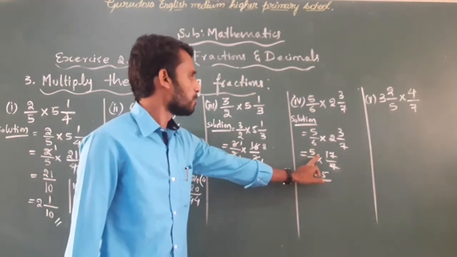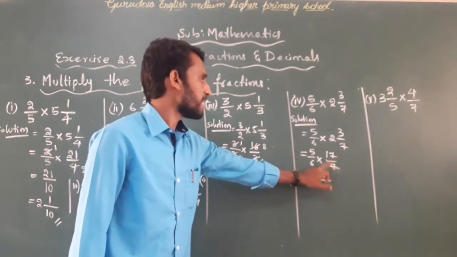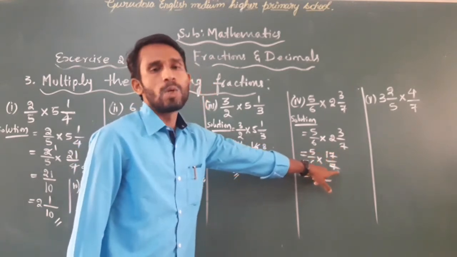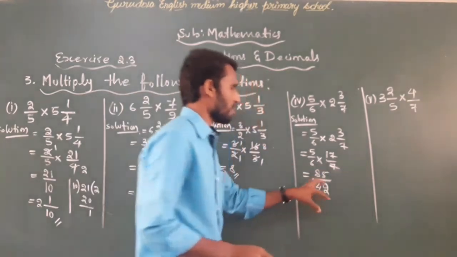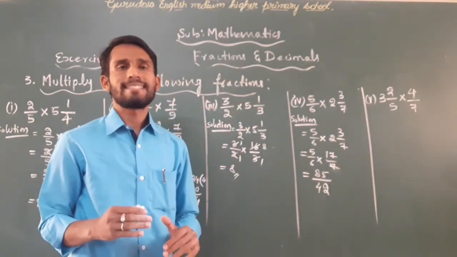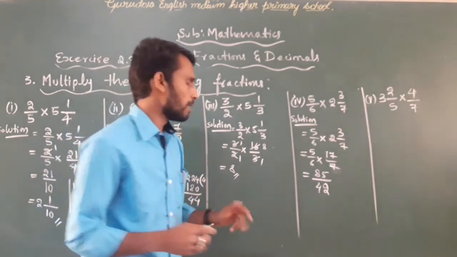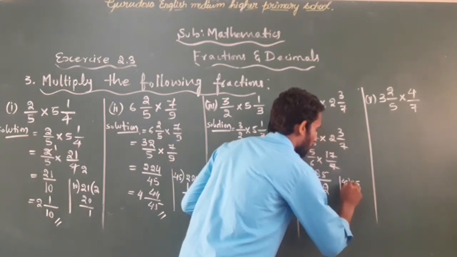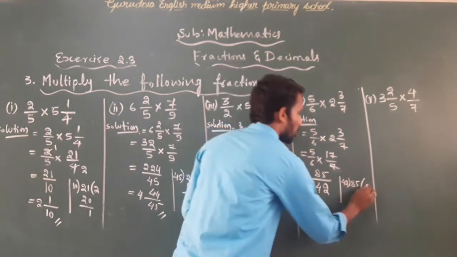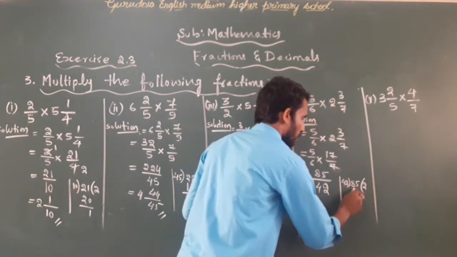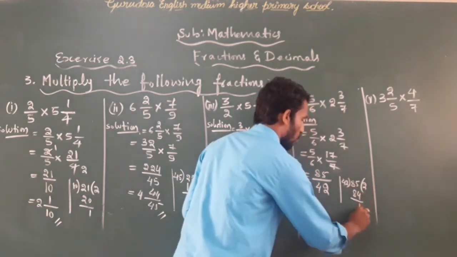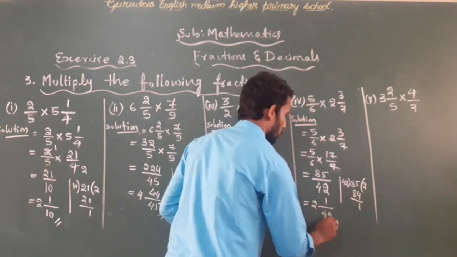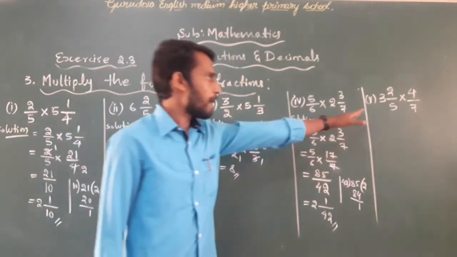When we multiply numerator to numerator and denominator to denominator, 5 into 17 we get 85, and 6 into 7 is 42. Dear student, we got an improper fraction. We have to convert this improper fraction into a mixed fraction. Now we divide 85 by 42. 42 2s are 84, remaining is 1. Writing as a mixed fraction, we get 2 whole 1 by 42. This is the solution. Next, I am taking the fifth problem.